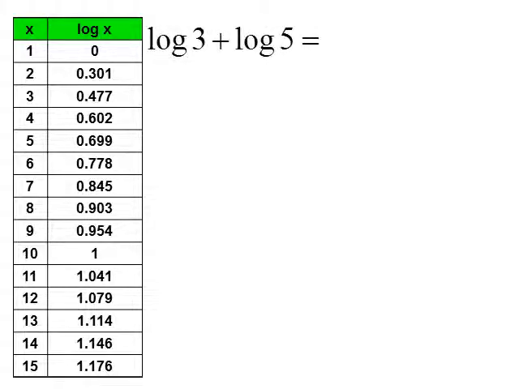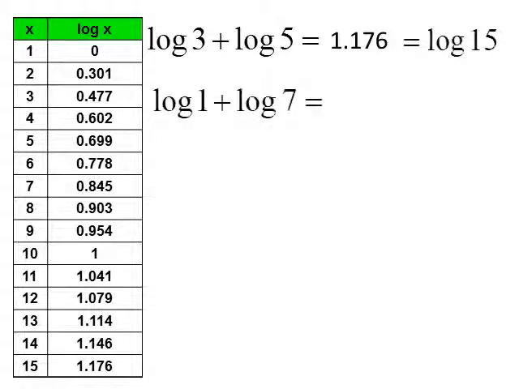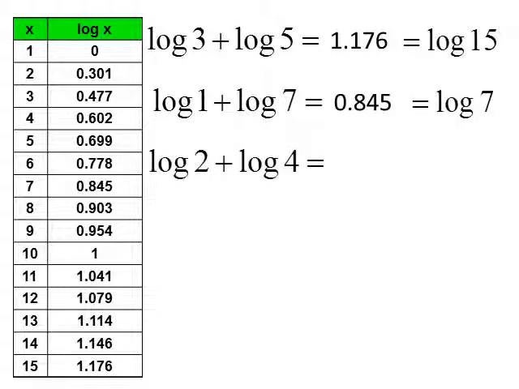So now I'm going to add some things up. I'm going to add up log of 3 plus log of 5. So log of 3 is 0.477, log of 5 is 0.699. When I add those together, I get 1.176, which you'll notice is on the chart, it's at log 15. Okay. Now I'm going to add log 1 plus log 7. Now log 1 is 0, log 7 is 0.845, so when I add those, I get 0.845, which again is on the chart already, it's log 7.